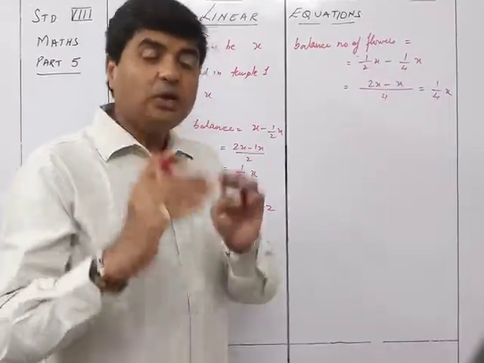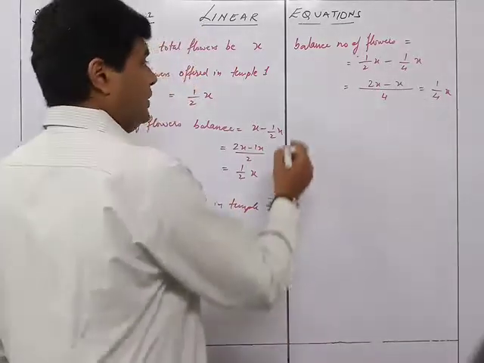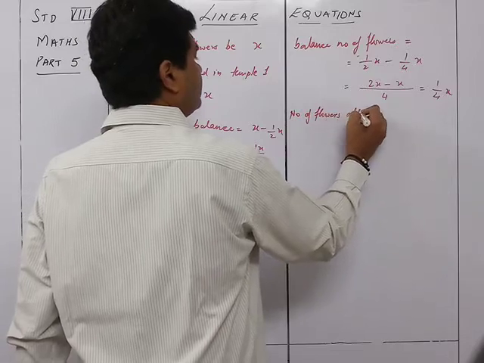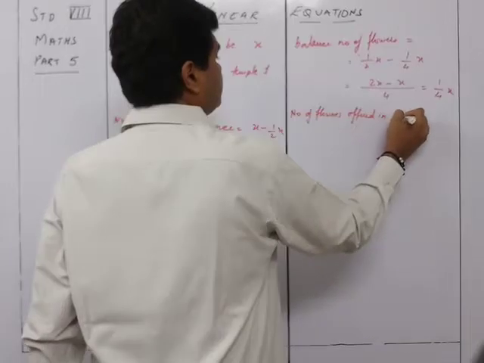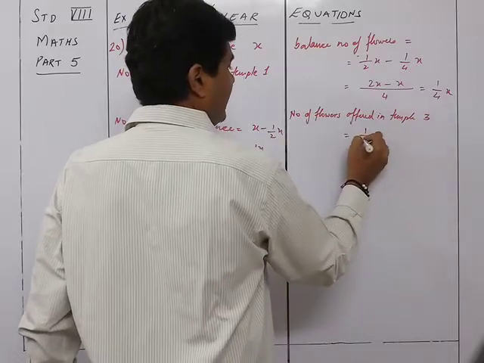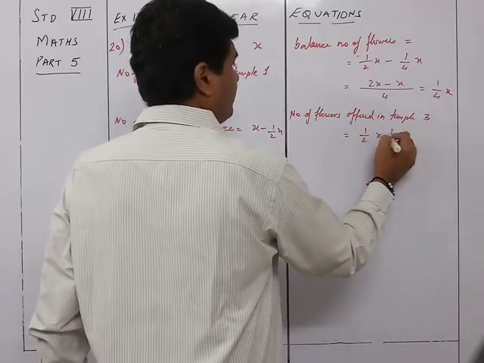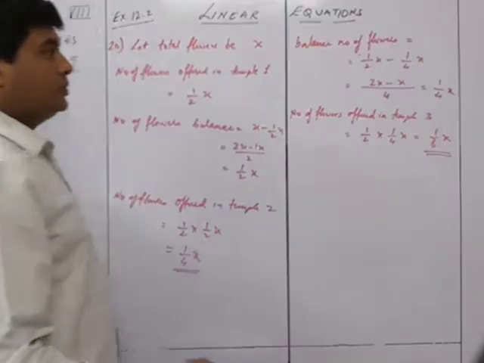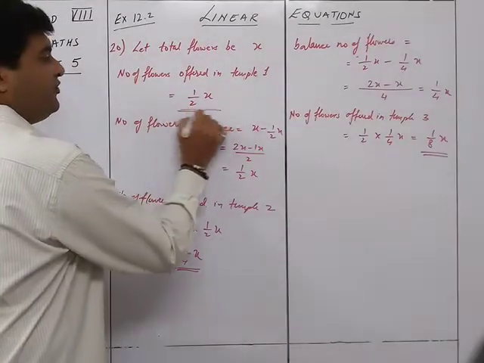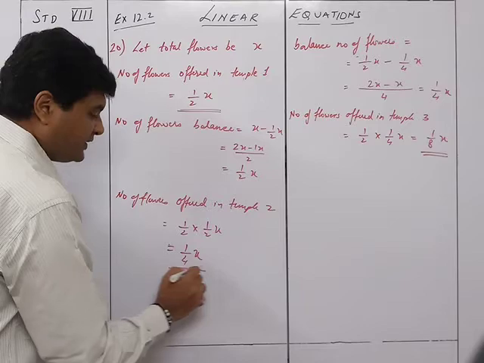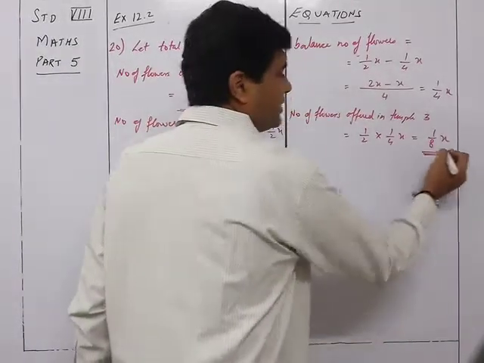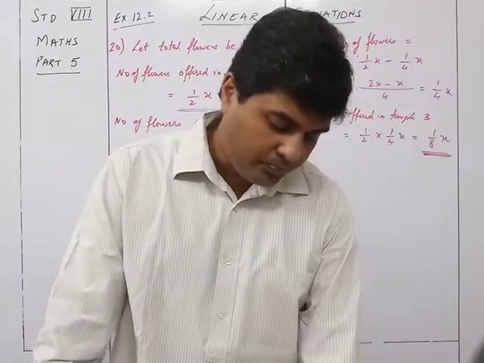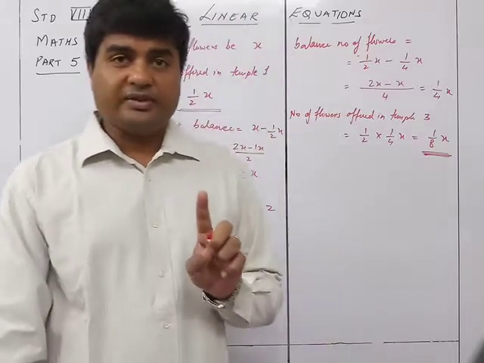And after that, what did she do? She went to the third temple and offered half of that as well. So the number of flowers offered in temple 3 is equal to half of 1 upon 4x, which is equal to 1 upon 8x. So what she has offered is half x in the first temple, 1/4 x in the second temple, and 1/8 x in the third temple. And after offering all this, what she is having now is equal to 6 flowers. Okay, 6 is what is left with her.